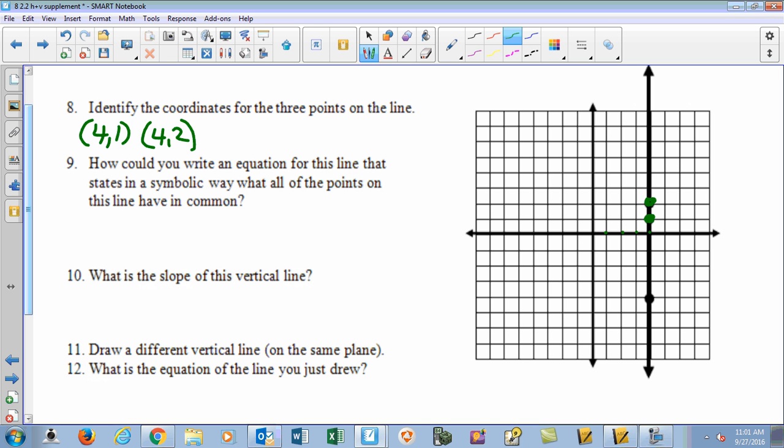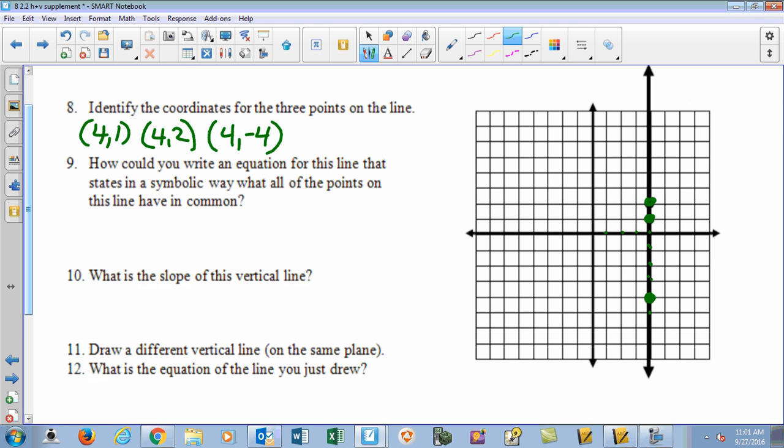Anna? 4. 1, 2, 3. So it's 4 what? If I went down, 1, 2, 3. So it's 4, negative 4. Okay, so those are the 3 points, right? So again, what do those points all have in common? Nick?